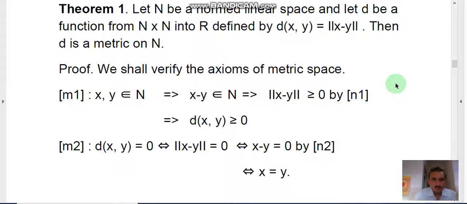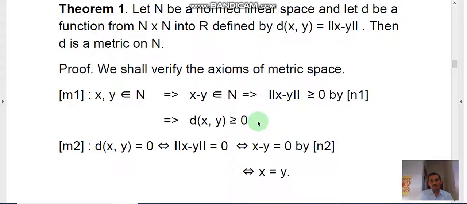So we prove here that a normed linear space is a metric space, and therefore the conditions of a metric space should be verified. So we consider M1. We are having x, y belonging to N, which implies x minus y belongs to N, and then norm of x minus y is greater than or equal to 0 by condition N1 of the norm space. So this implies that d(x, y) is greater than or equal to 0.